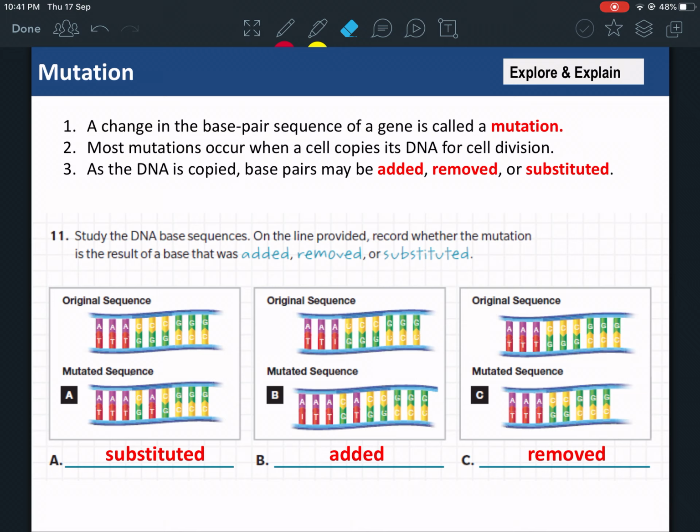Okay, so this happens at the genetic level, and it happens because a base has been changed in the DNA while the DNA was being copied. While the DNA was being copied, something was mutated and changed. Okay, so that's what you need to know for today.